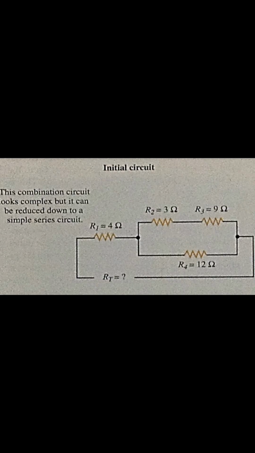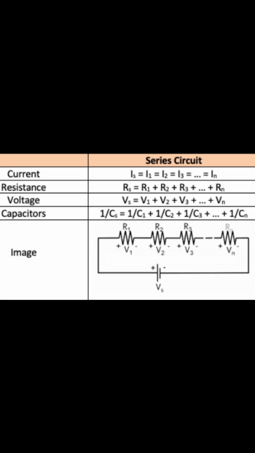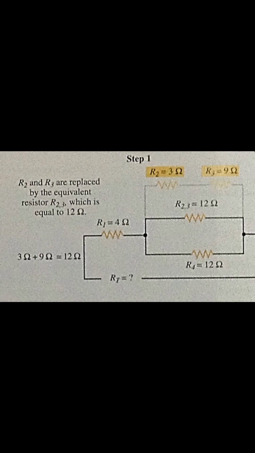These series resistors must be added together before the parallel circuit can be reduced into an equivalent series resistance. R2 and R3 can be combined using the series circuit resistance formula to create an equivalent 12-ohm resistor known as R23. Upper right in figure 8-2.